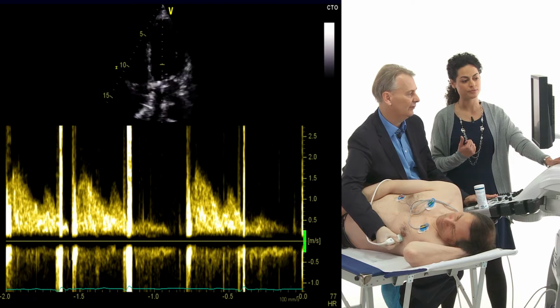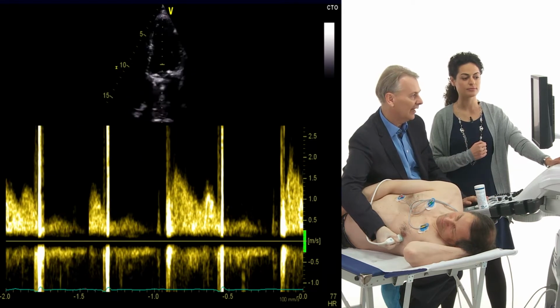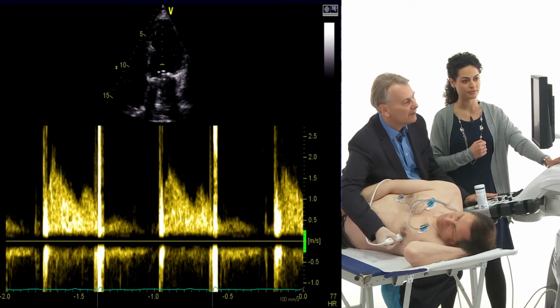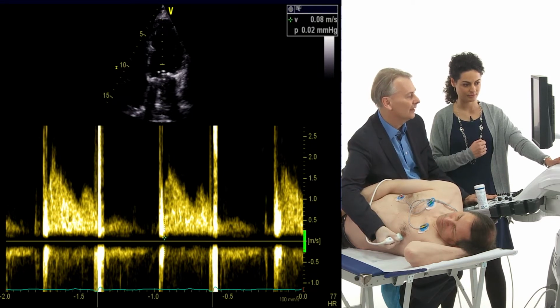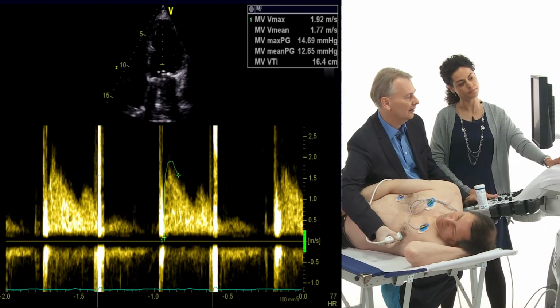So here's the continuous wave Doppler. We're expecting higher velocities. That's why we use continuous wave Doppler. I try to optimize the sweep speed. In this case, it's optimal already. And what do we do then? We simply trace the spectrum and calculate the mean gradient. I'm doing this right now.